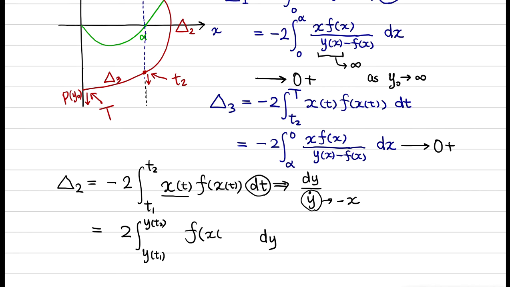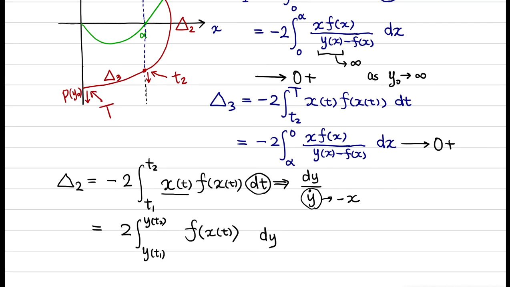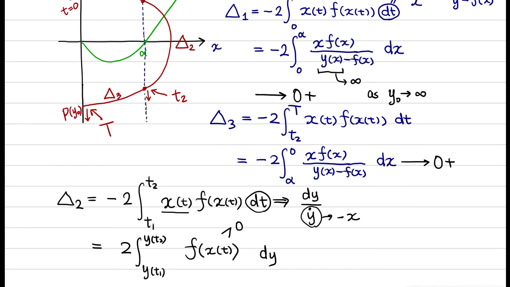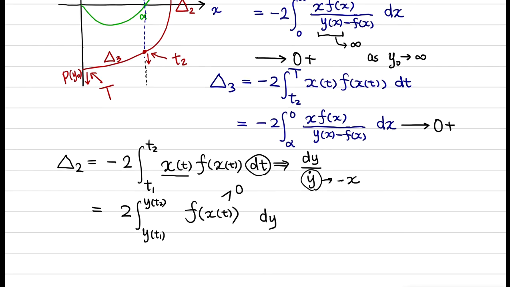x of t. Of course, t and y are related. Remember that the value of f here is always positive, because the orbit lies where the x coordinate is bigger than alpha. But the integral is from y of t1 to y of t2, which is from a positive value to a negative value. So the integral will give a negative value.